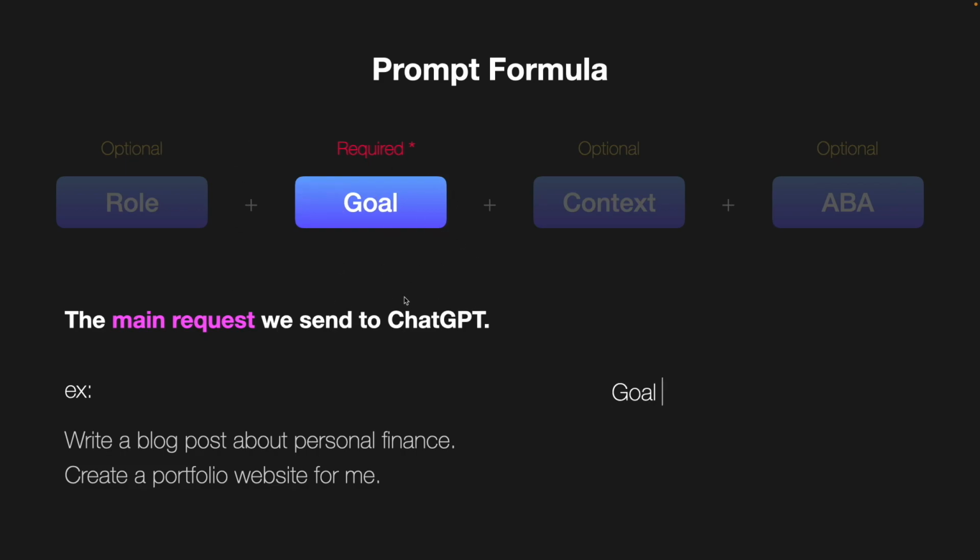This goal should be, first, clear and focused. So try to avoid using sentences or words that may confuse the main task. Try to keep it clear and focused on the main task. And second, try to use relevant keywords. For example, here, as you can see, we have a blog post about personal finance. Blog post, personal finance. All of these keywords are related to the main goal. Or create a portfolio website for me. The portfolio website are the keywords here.